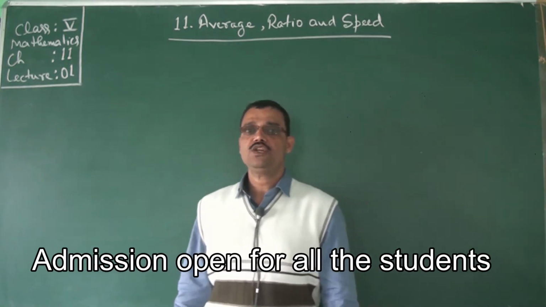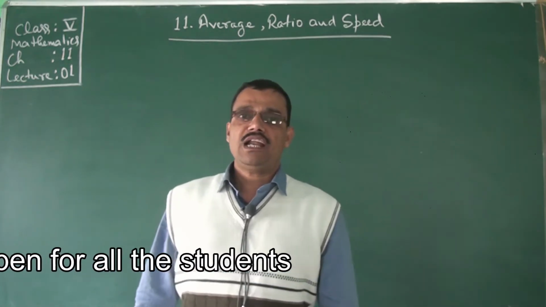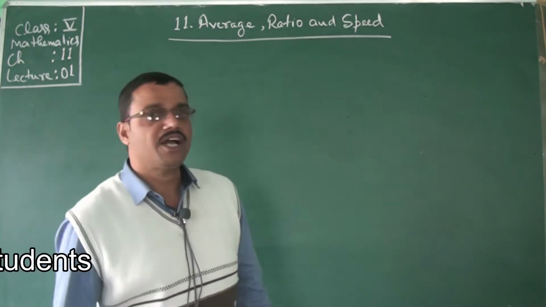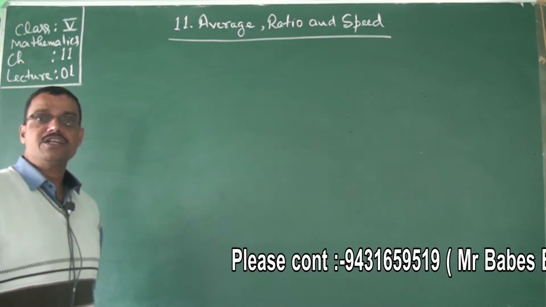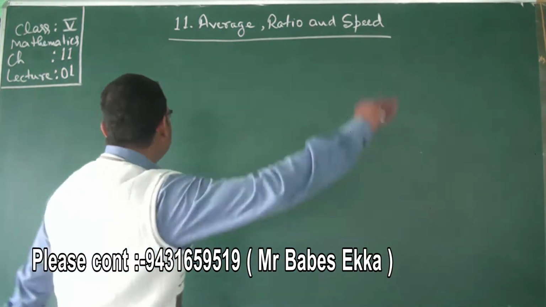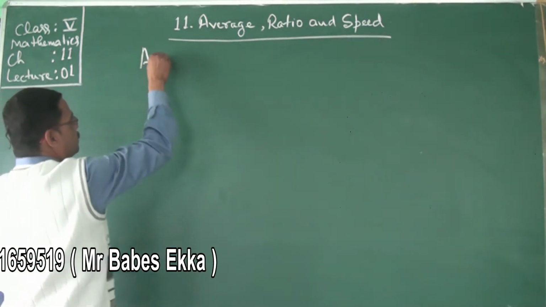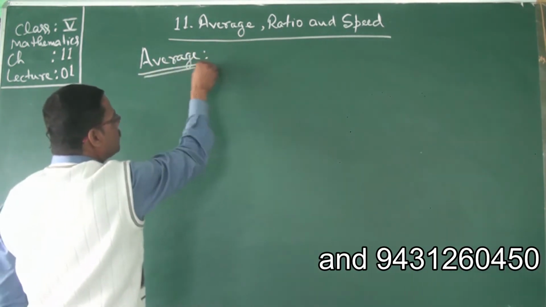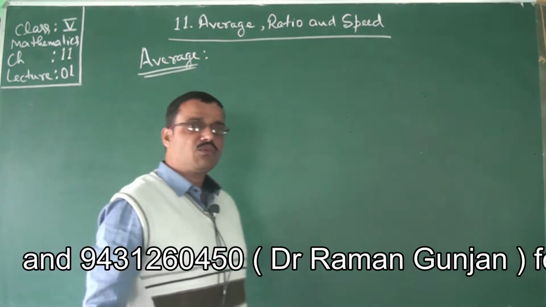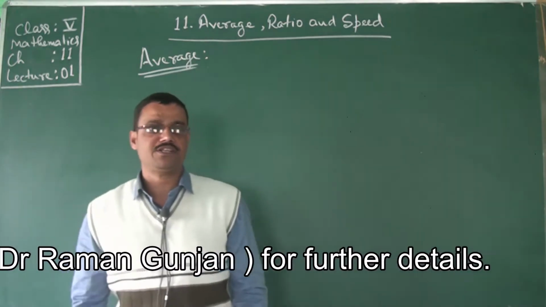Today I will explain to you chapter 11 of maths for standard 5. The name of the chapter is average, ratio and speed. Today we will go ahead with the average. What is this average? In practical life, frequently we use the word average.